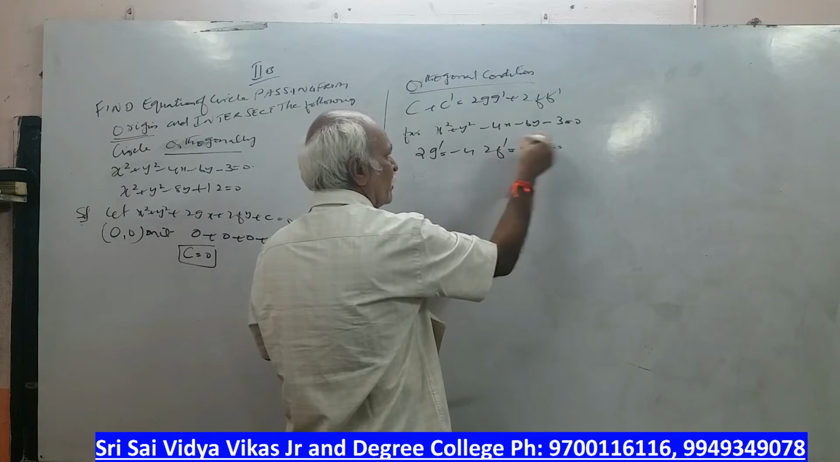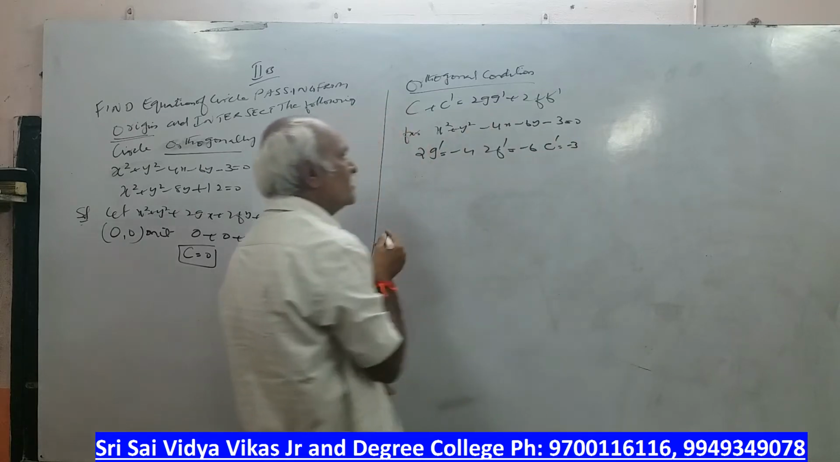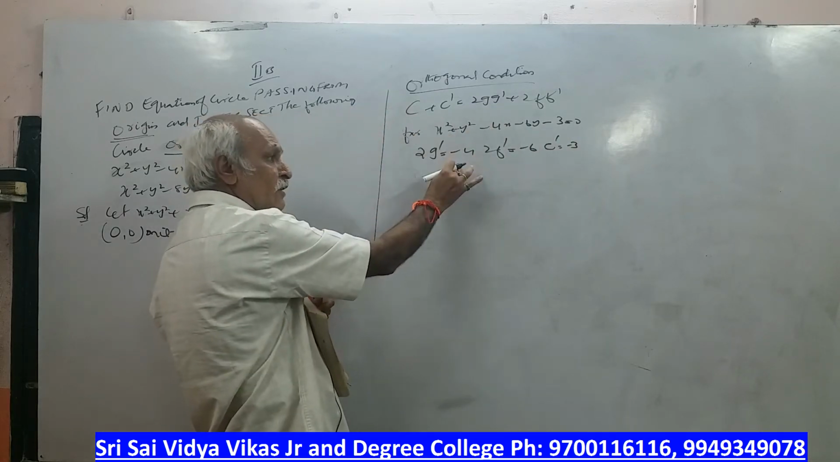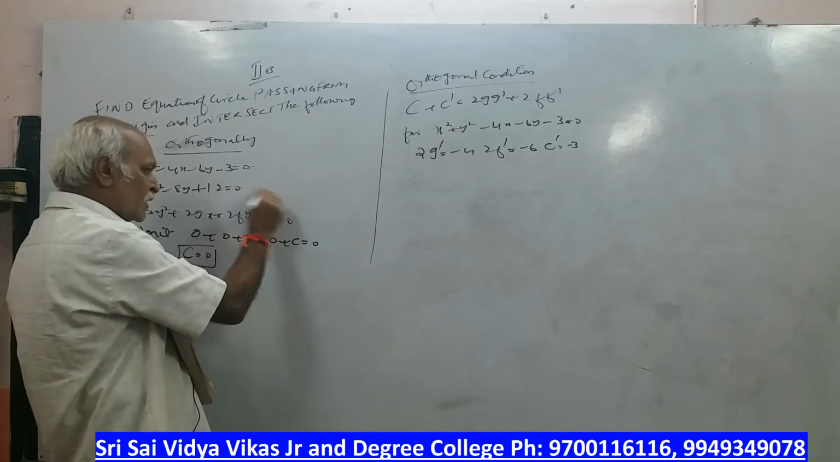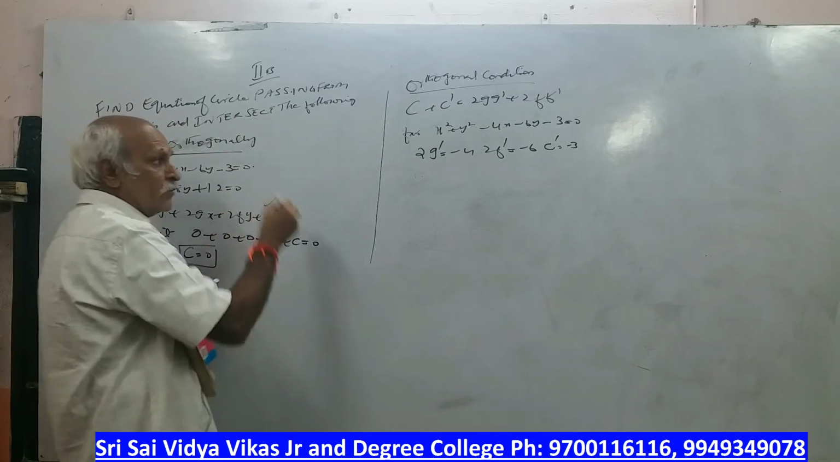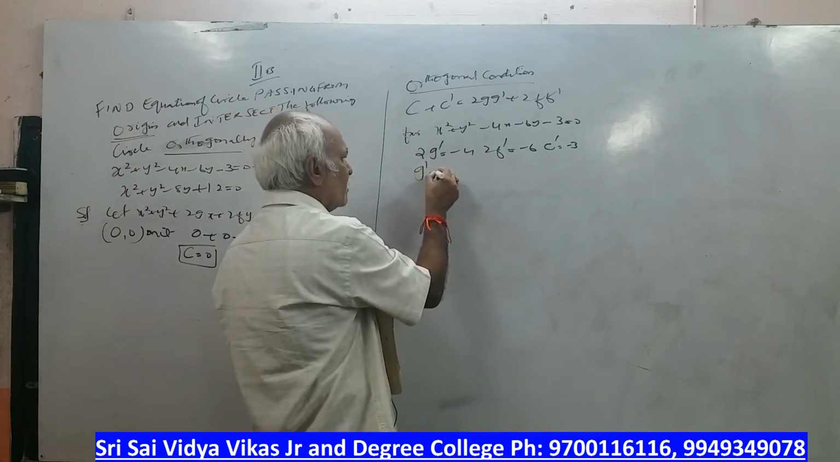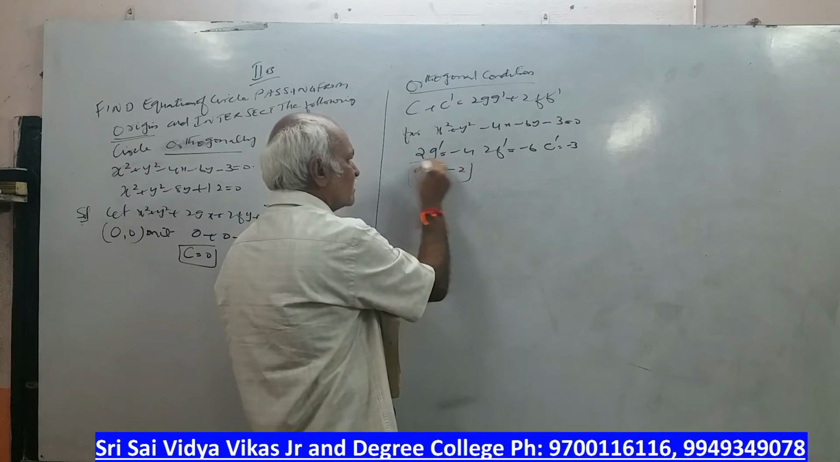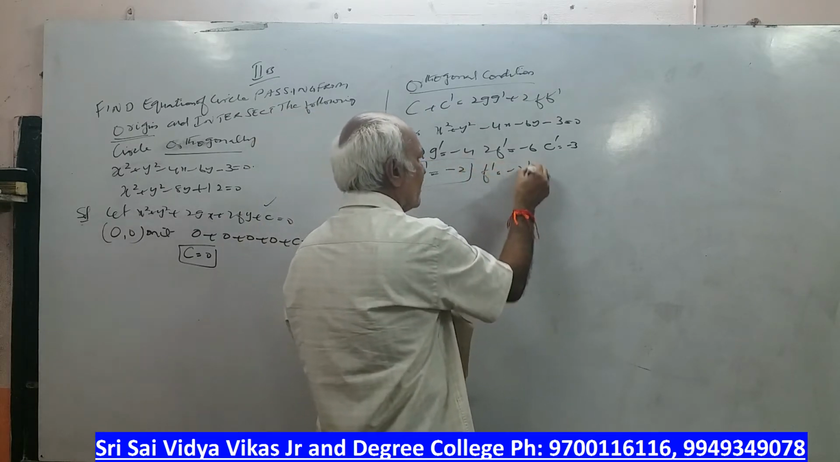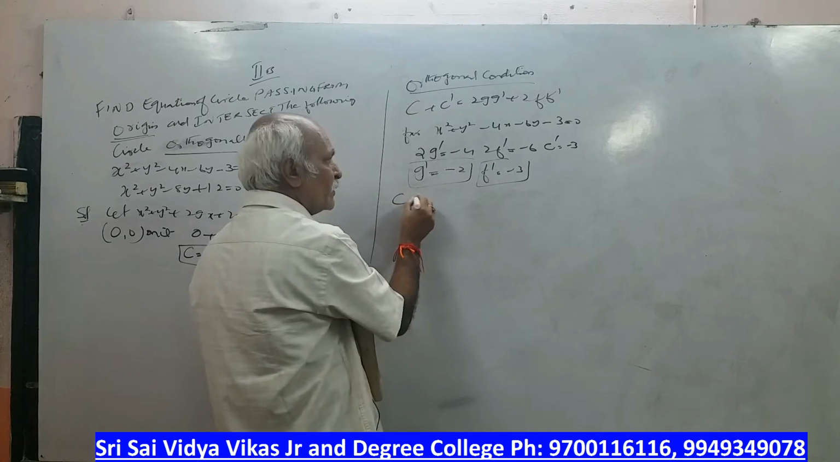2g dash, 2f dash, c dash. Everything will be g dash. For this circle, you always have to consider g dash. The required circle, we already have g and f. So here we have to consider g dash, which is minus 2, and f dash, which is minus 3. Therefore, c plus c dash.